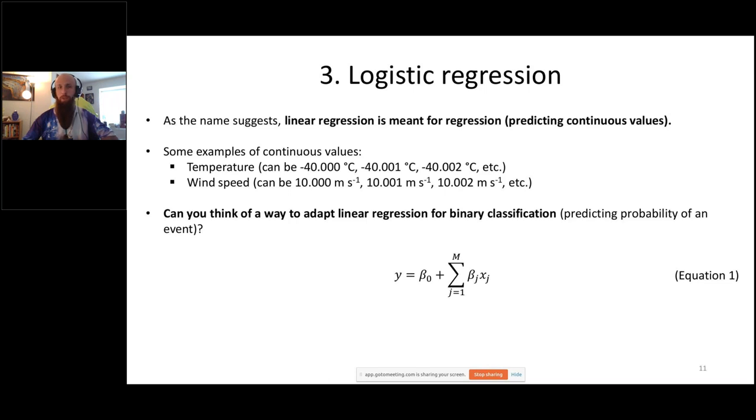It can be -40.001 Celsius. It can be -40.000001 Celsius, etc. So because temperature can take on an infinite number of values, it's a continuous variable. And the same thing with wind speed as well. But if you're doing binary classification instead, so if you're trying to predict the probability of an event, you start with this equation here. So this is the equation for linear regression. Can anyone think of a way to adapt this equation and make it output probabilities instead?